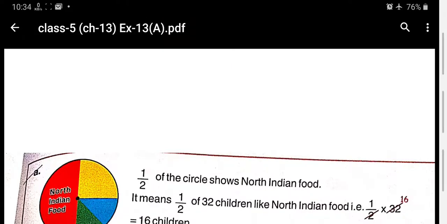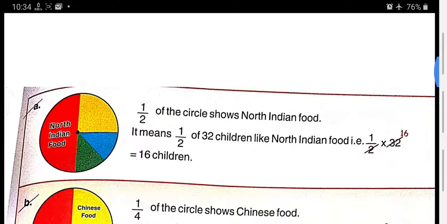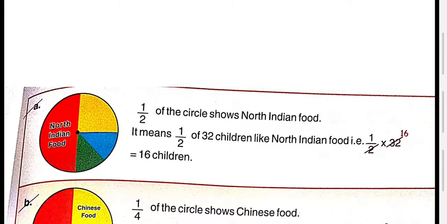Good morning, students. Today I am going to start your exercise 13A, and before starting this exercise you have to study some basic concepts about the pie chart. This pie chart represents what value? Suppose North Indian food is represented by the red color. Then what is the fraction of this one?